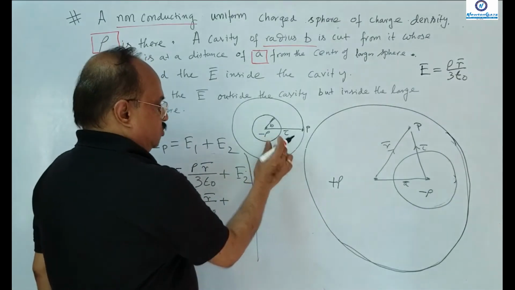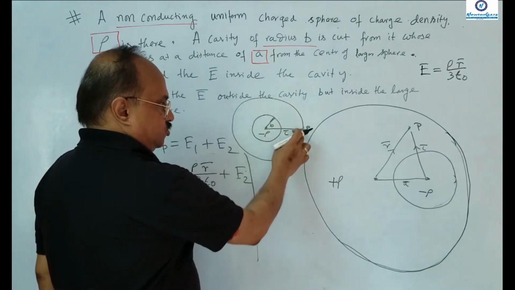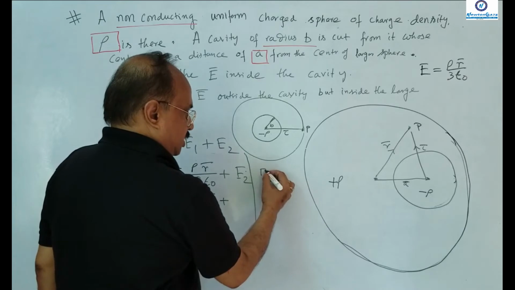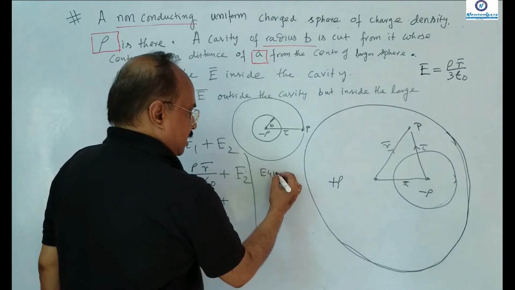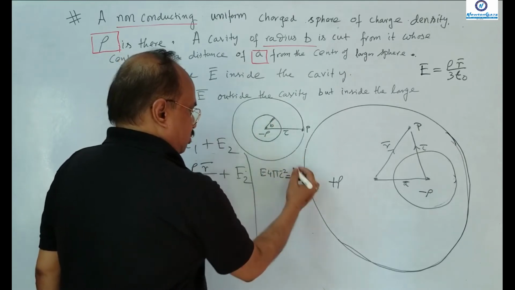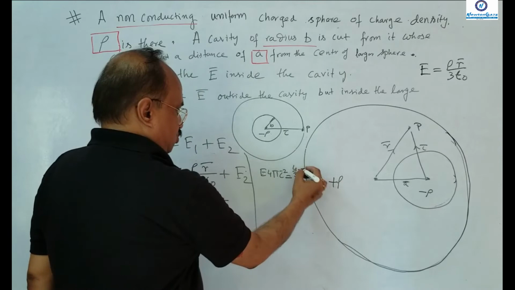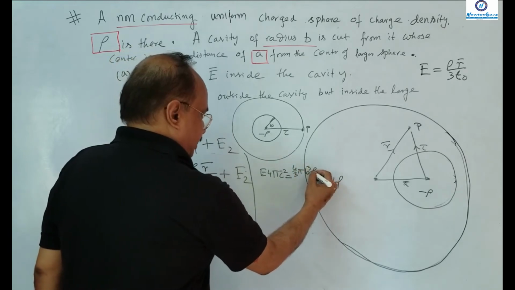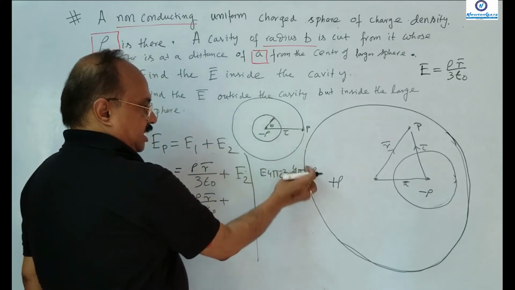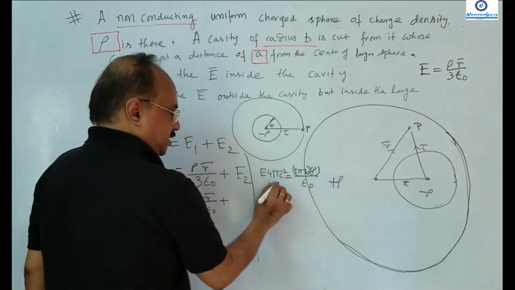To get the E2, apply Gauss's law, since I pass a Gaussian surface through this point P, the area of this Gaussian surface will give E into 4 pi r square, that is c square, equal to the charge enclosed in it, that is 4/3 pi b cube into density divided by epsilon naught. This is the volume and this is the charge density, that is called negative charge density, divided by epsilon naught.